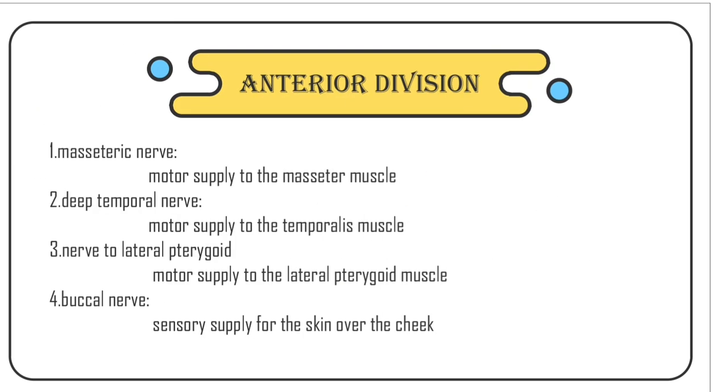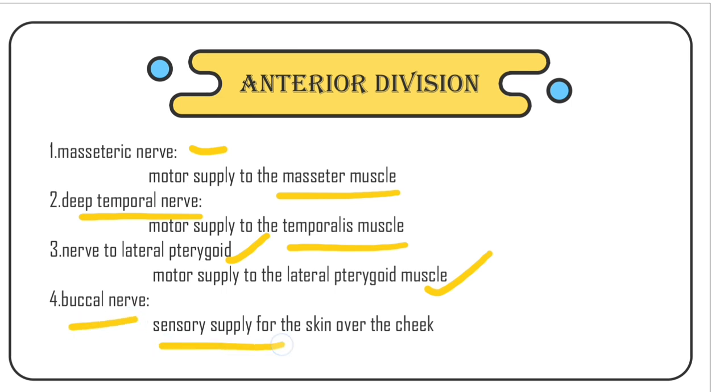The masseteric nerve is a motor supply to the masseter muscle, whereas the deep temporal nerve is also a motor supply, supplying the temporalis muscle. The nerve to lateral pterygoid is a motor supply to the lateral pterygoid muscle. The buccal nerve is the only sensory nerve in the anterior division of the mandibular nerve, which supplies the skin over the cheek. As the name indicates, it does not supply the buccinator muscle, because the buccinator muscle is supplied by the facial nerve.